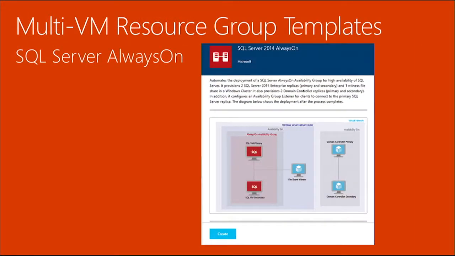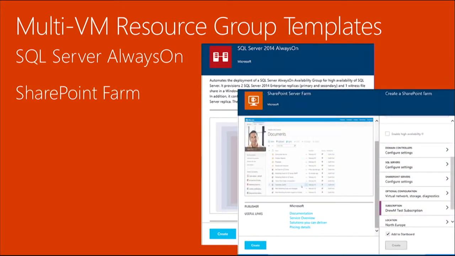There's a set of templates that you can leverage that allow you to do multi-VM deployment. A great example here is the SQL Server Always On. This deploys a template that has multiple highly available SQL servers connecting to the file share as a witness, and also deploys the Active Directory domain controller. Again, setting these up using the best practices for availability sets to give the right high availability solution. Continuing on those, we have a SharePoint farm that's available.